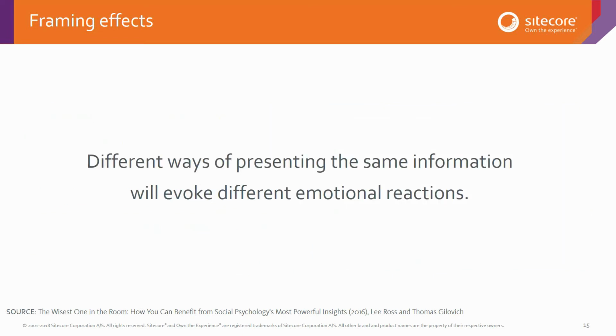Psychologists have consistently demonstrated that the tiniest change in how a question is worded or how an option is described can really alter how it's understood and therefore how people respond. This concept is called the framing effect, and it's well studied in fields like psychology or economics, but it's also one of the most powerful concepts that you can use to shape test strategy as marketers. In short, it's the idea that different ways of presenting the same information will evoke different emotional reactions.